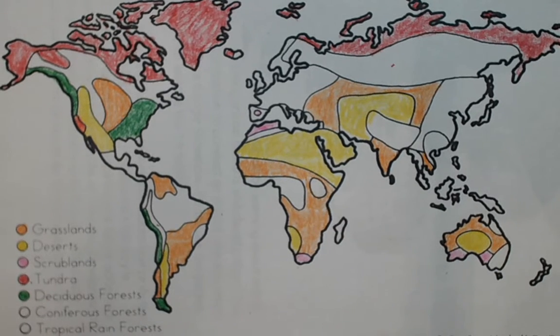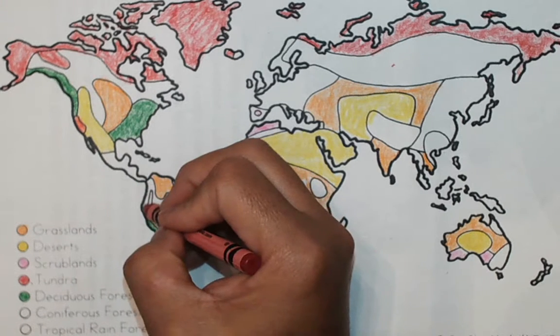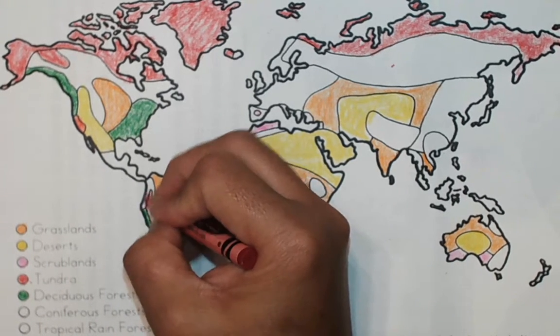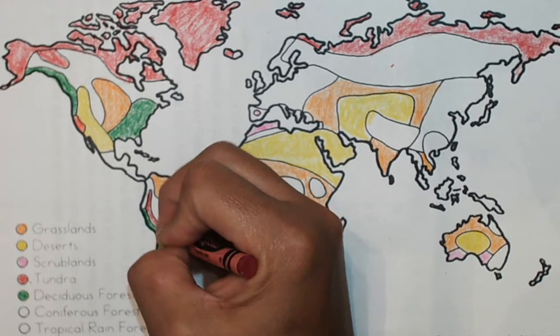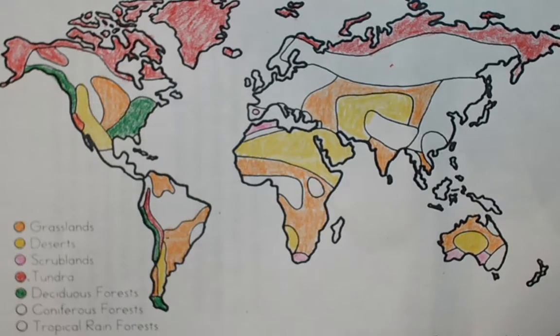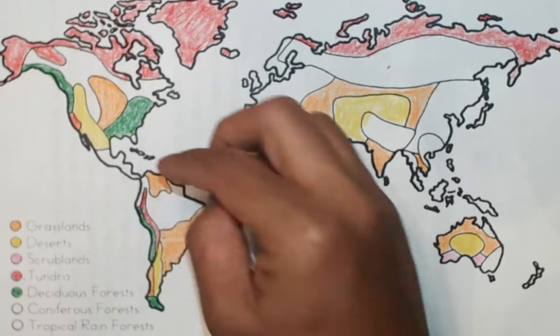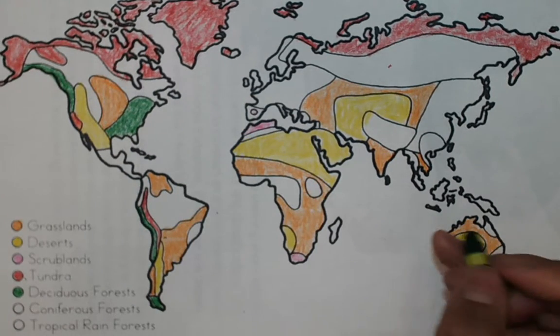Oops, I forgot something, guys. We're going to need red again. Right here in South America, next to the deciduous forest, is a tundra. Can you imagine? Look at that. There's a tundra right there. And they call this area the Andes Mountains, where there's lots of snow and mountain. Very cold.